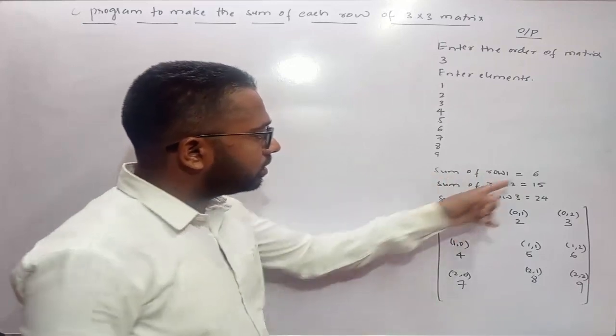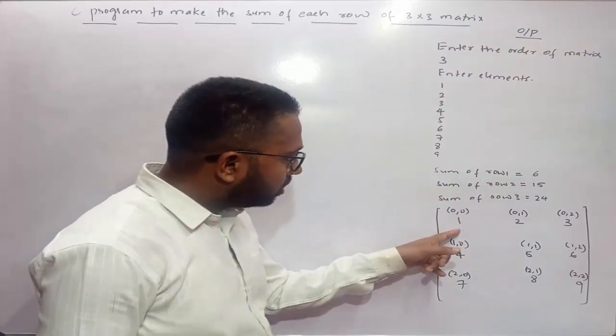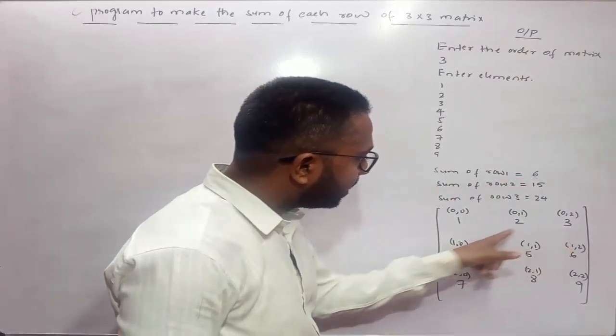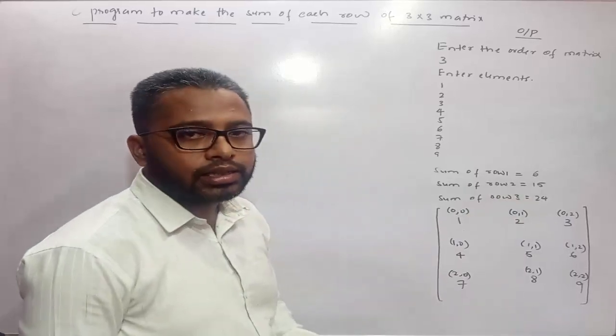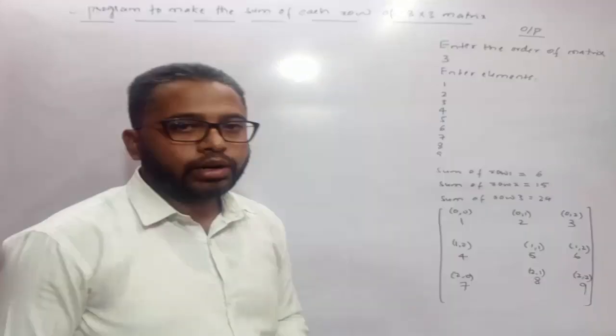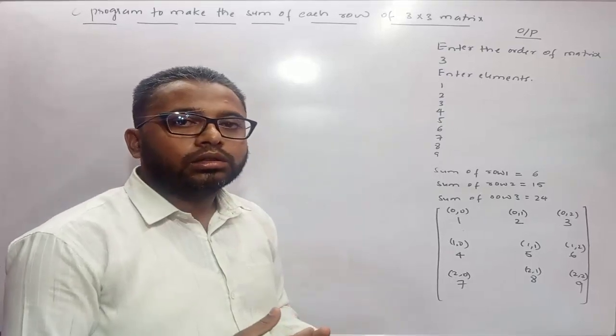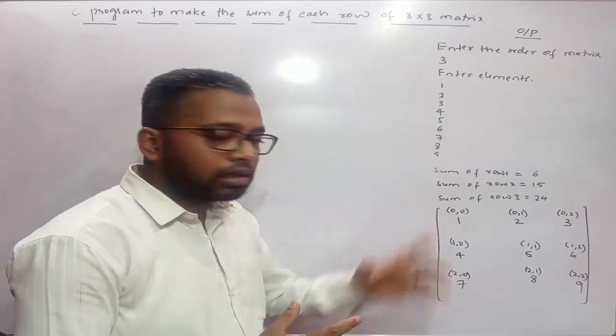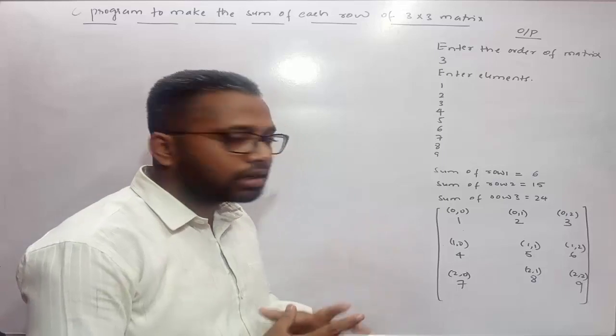Sum of row 1, 6. That means the elements of the first row get added and you will get the output as 6. Next, sum of row 2, 15. Sum of row 3, 24. So now I want this program to show this output. How can we get this output?